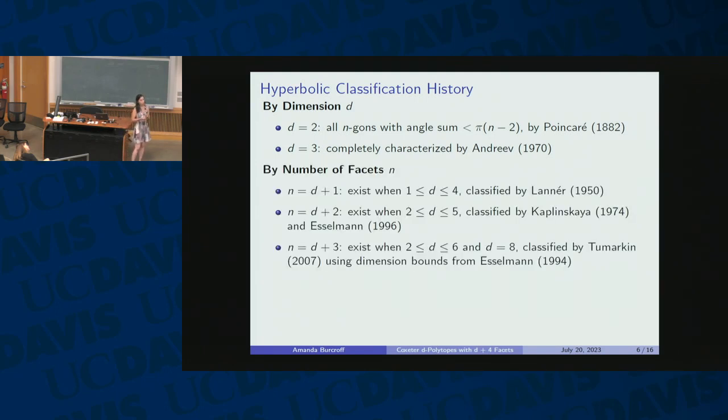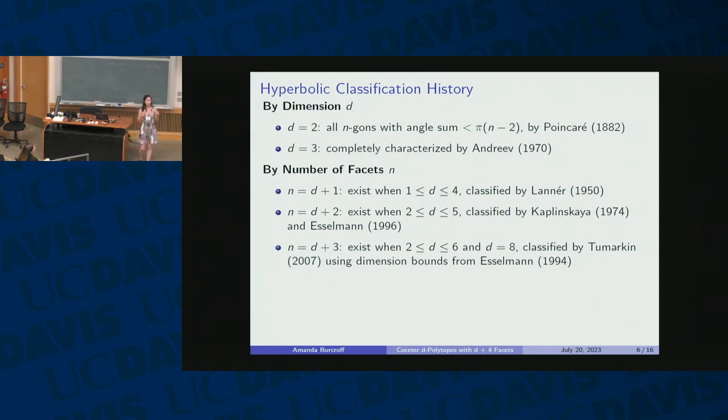We can also restrict the number of facets of our polytope in terms of the dimension. And there has been some success in studying when the number of facets is close to the dimension of the space. In particular, if the number of facets is the dimension d plus 1, so our polytope is a simplex, these were classified by Lanner in 1950, and they only arise in dimensions 1 through 4.